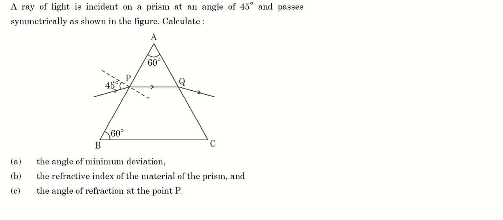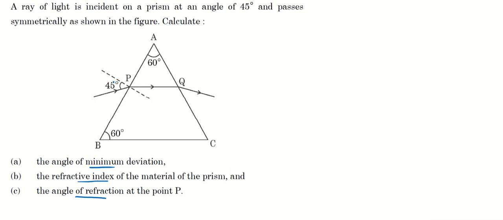Let's solve this problem. A ray of light is incident on a prism at an angle of 45 degrees and passes symmetrically as shown in the figure. And we have to calculate the angle of minimum deviation, the refractive index of the material, and then the angle of refraction at point P.